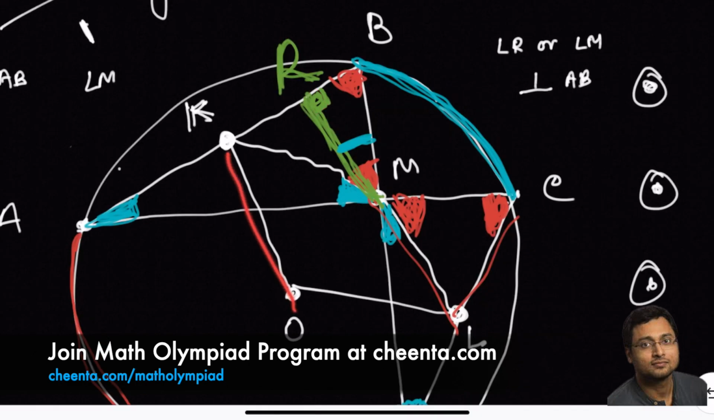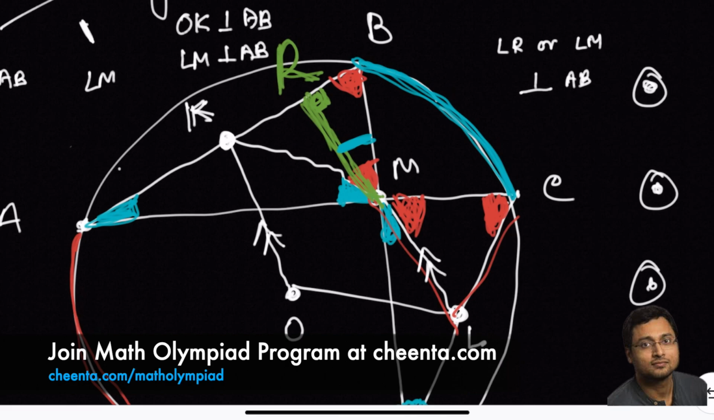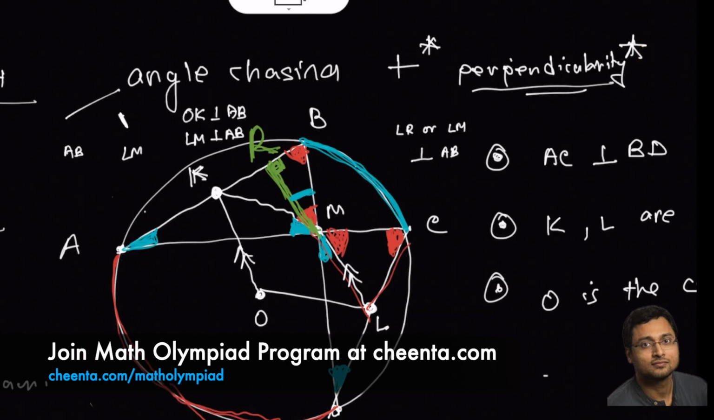Now OK is perpendicular to AB. OK is perpendicular to AB because O is the center, K is the midpoint of a chord. So it's a standard theorem that the segment from the center to the midpoint of the chord is always perpendicular to the chord itself. So OK is perpendicular to AB, LM is perpendicular to AB, that we just proved. So these two sides must be exactly parallel to each other. Now I showed that LM is parallel to OK.